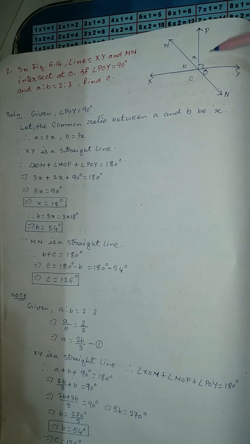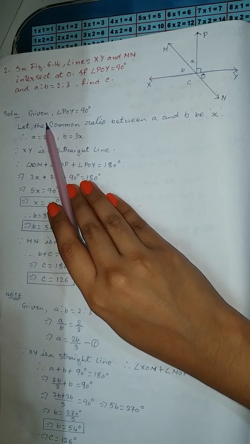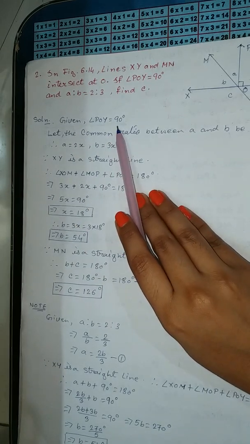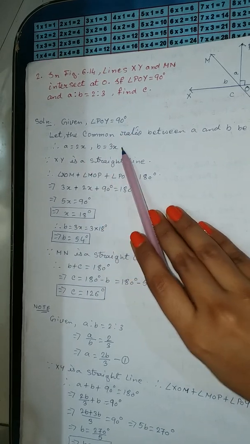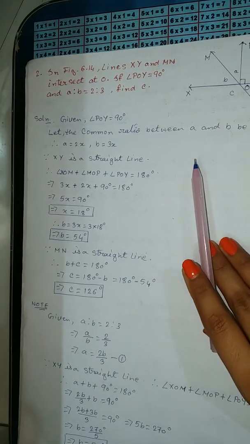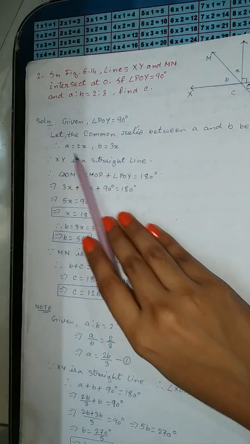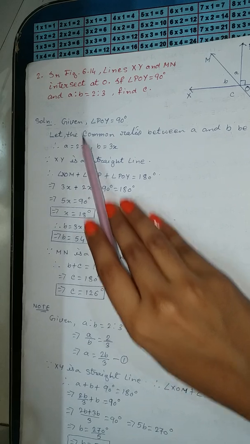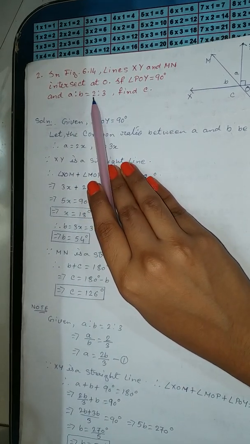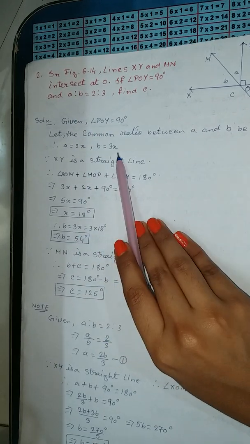Okay, now let's see. We should always write down whatever things are given in the question. Okay, so I have noted down given angle POY is equal to 90 degree. So let the common ratio between A and B be x. It's a constant value that we're going to multiply to this particular ratio. Okay, and that's why we will get the value of A as 2x. So A is to B is equal to 2 is to 3. So for A we will relate 2. So A is equal to 2x, B is equal to 3x. That's what we have written here.